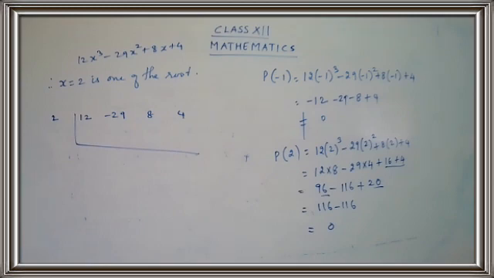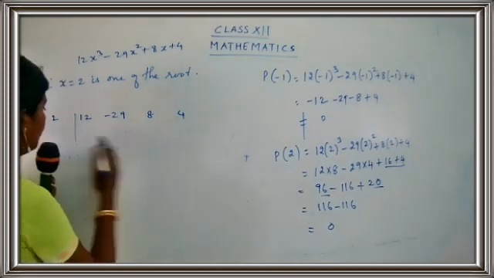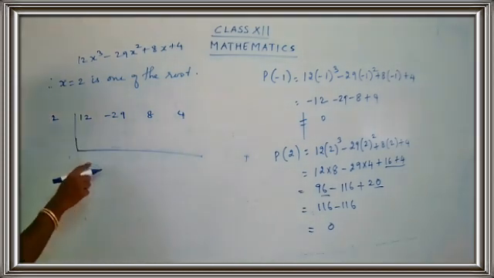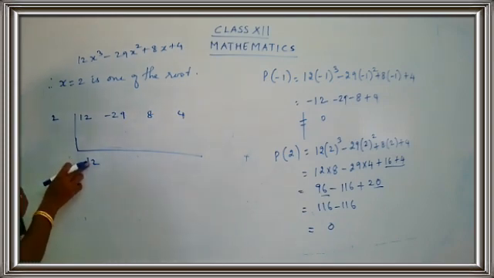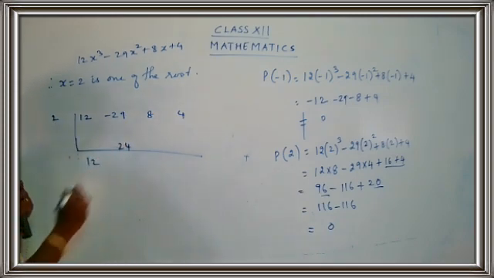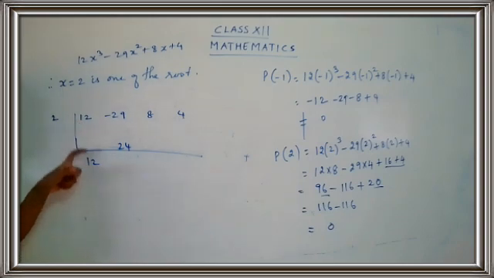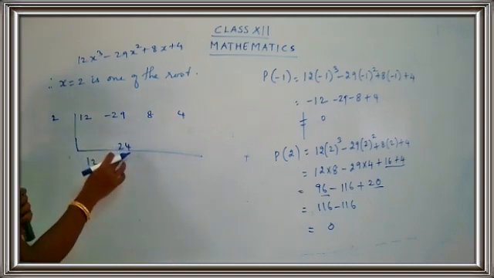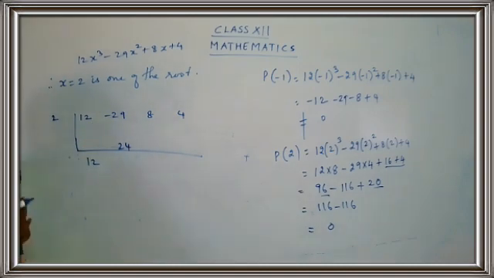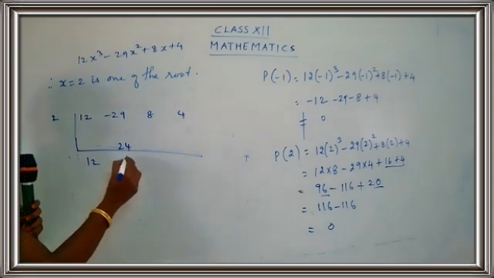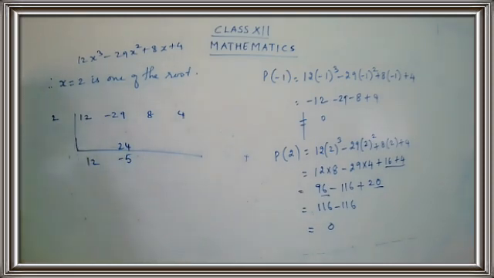Now we had considered one of the roots as 2. So how to simplify this further? You're going to take the first number as the same. You're going to take this 12 down. Now I'm going to perform the calculation. 12 into 2, 24. Minus 29 plus 24. What is minus plus? Minus. 29 minus 24 gives you 5. The bigger number is minus, so you get the answer as minus 5.